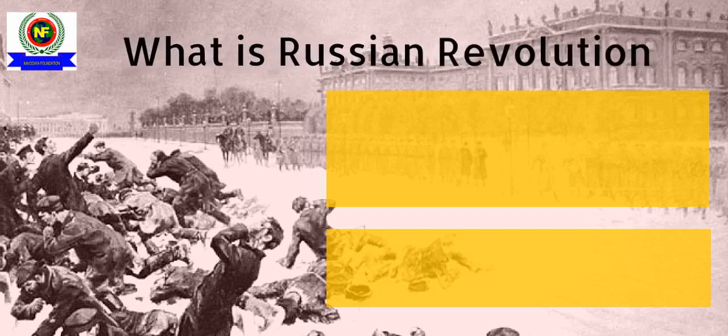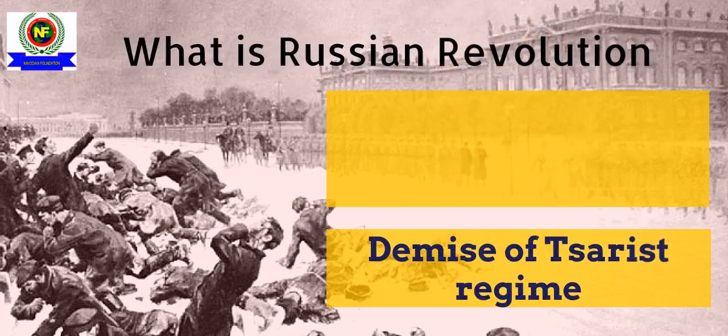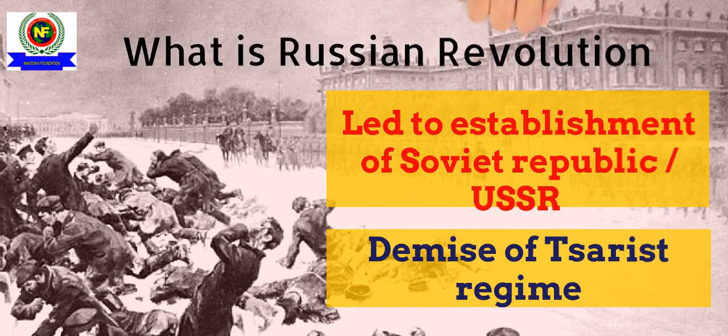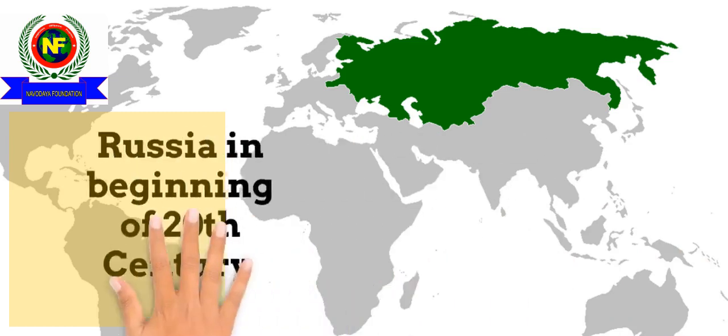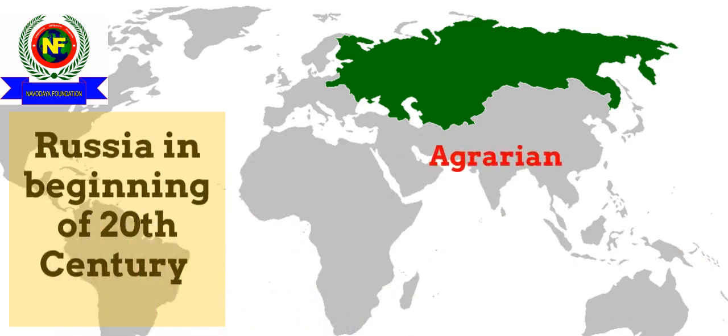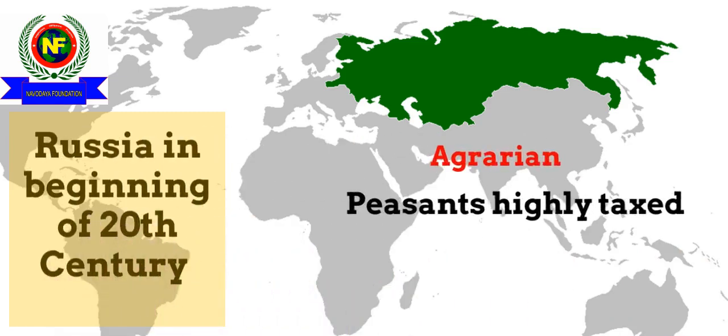Russian Revolution is a term used for two revolutions that led to the demise of the Tsarist regime of Russia, and it led to the establishment of the USSR or Soviet Republic. It happened between February and October of 1917. Now, let us understand the background and causes of the Russian Revolution.